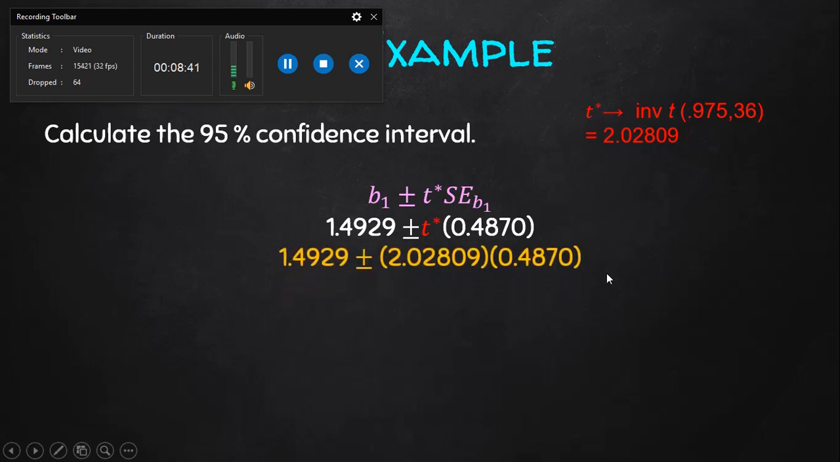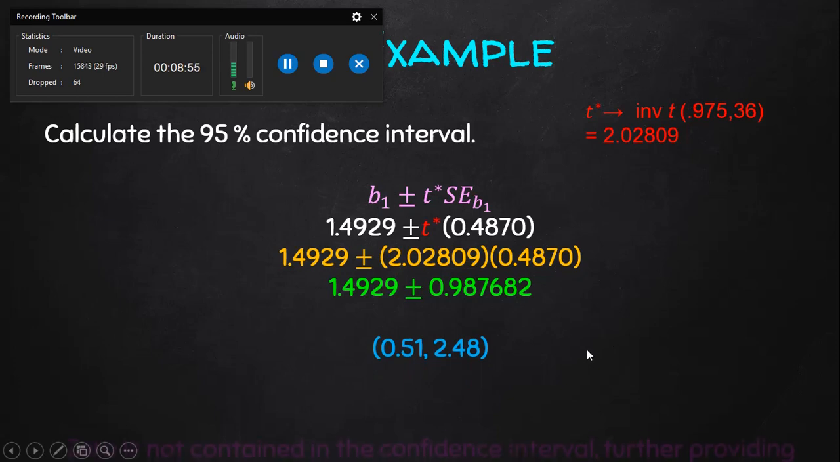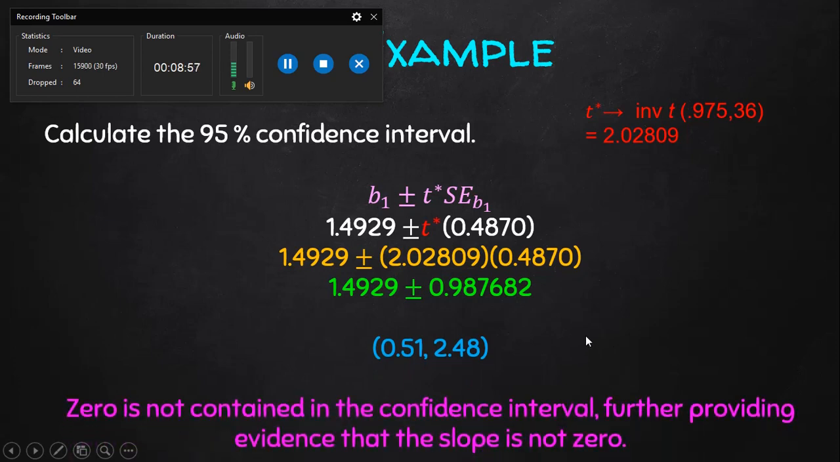So we'll sub that in. And I'll calculate the t-star times the standard error. And we'll get our upper bound and our lower bound. And we can see here that 0 is not part of the confidence interval. So because it's not part of the interval, that's just further evidence against the null that the slope is 0. And likely there's a linear relationship.